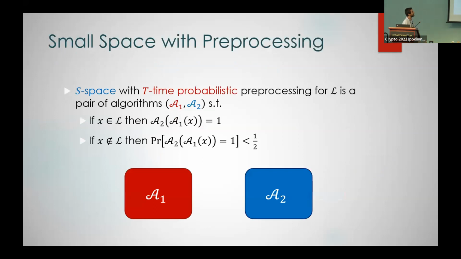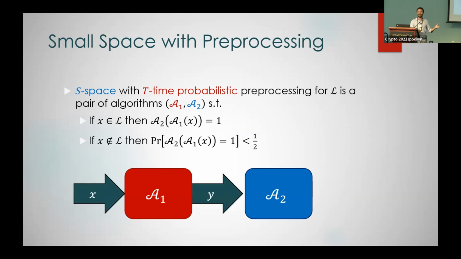We say that a language L can be decided in S space with T time probabilistic pre-processing if there exist two algorithms, A1, the pre-processing that runs in that time, and A2, the small space algorithm, that can decide the language. And how does it work exactly? We take our input and feed it to the pre-processing algorithm. This gives us an intermediate instance that we feed to the small space algorithm, and then the small space algorithm either accepts or rejects.